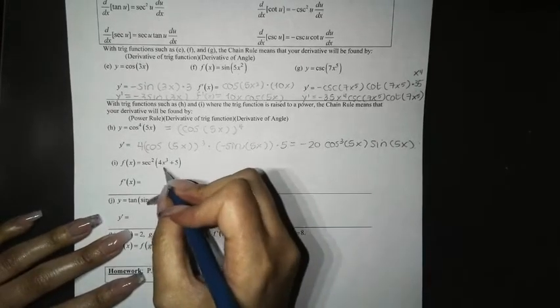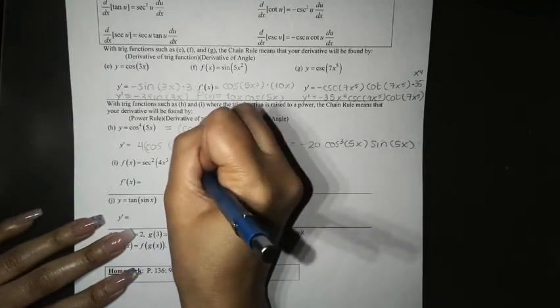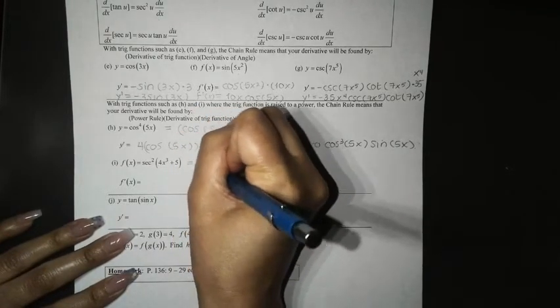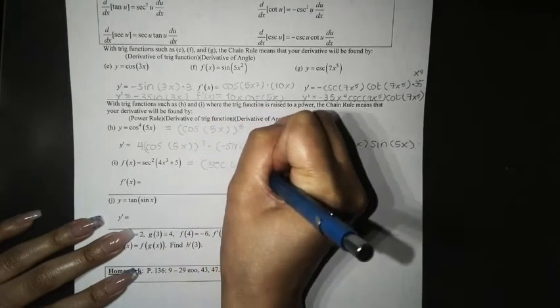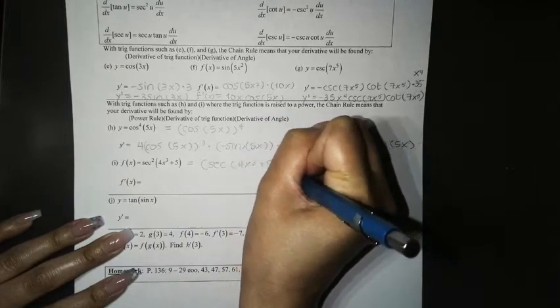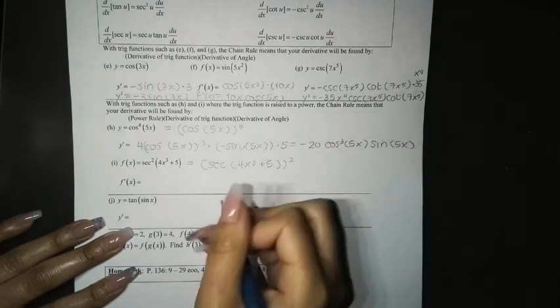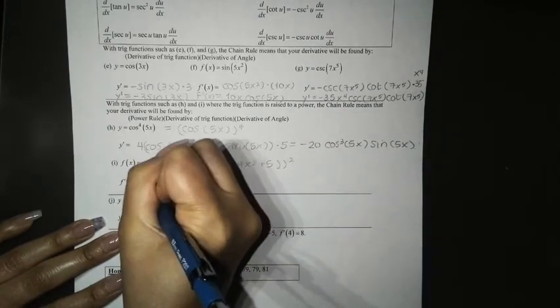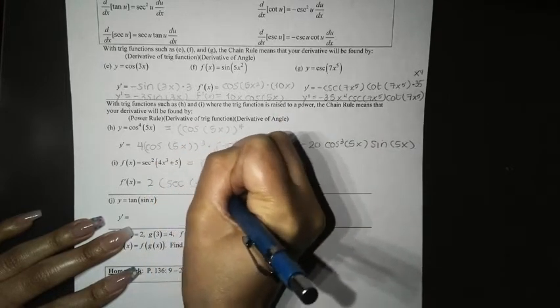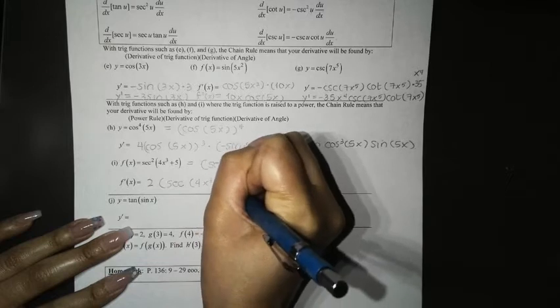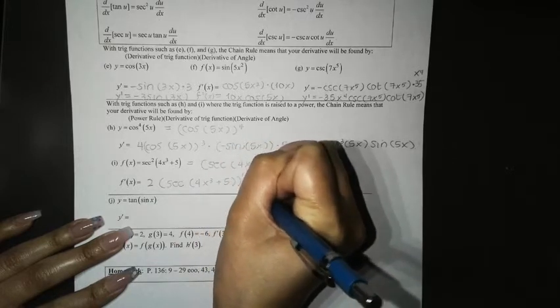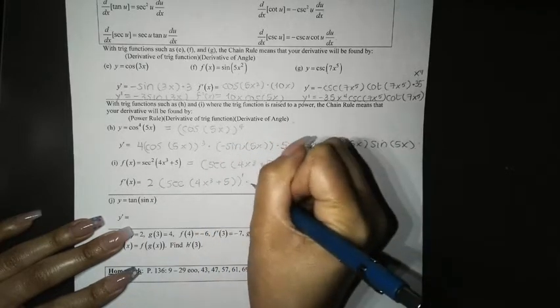Now, for this one that you have over here, you know that this is going to be the same as saying secant of 4x cubed plus 5, everything to the power of 2. Now, if you want to use the chain rule, this is going to be equal to 2, open your secant, 4x to the power of 3 plus 5, close it, to the power of 1, times the derivative of the inside.